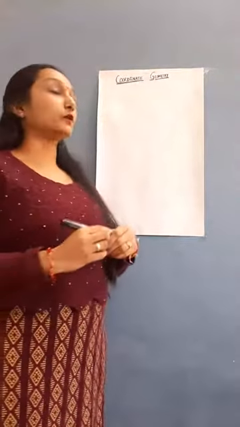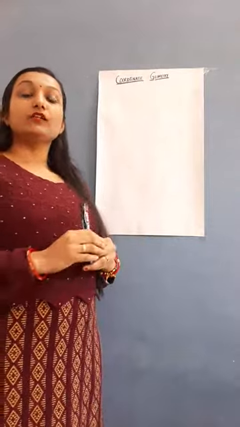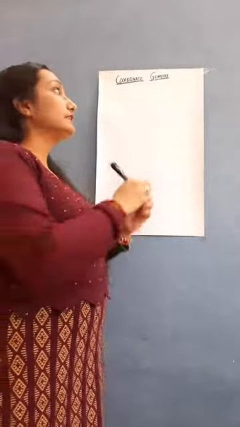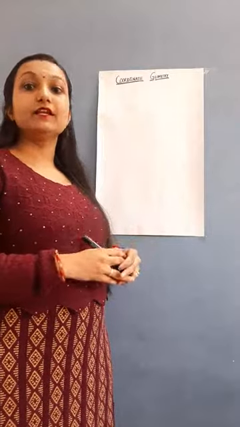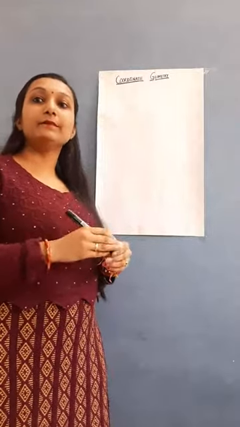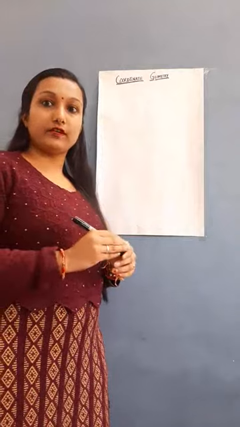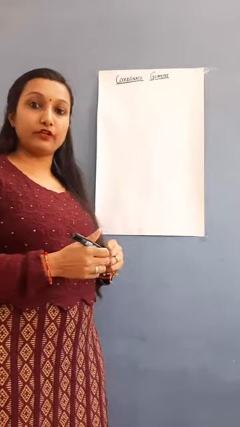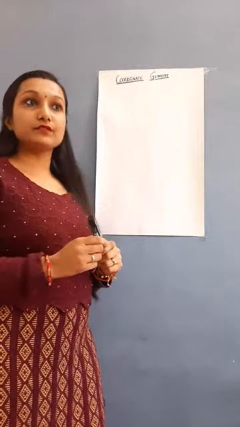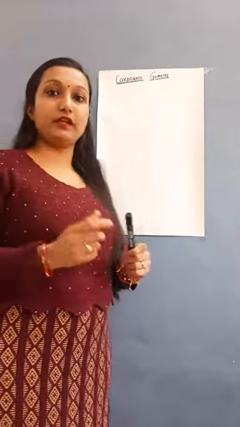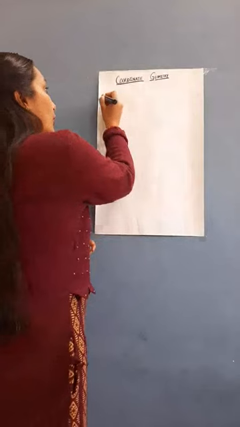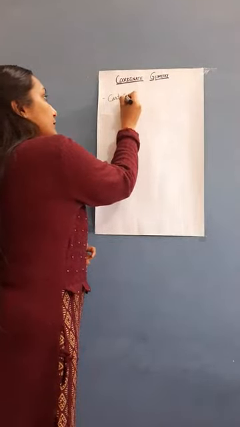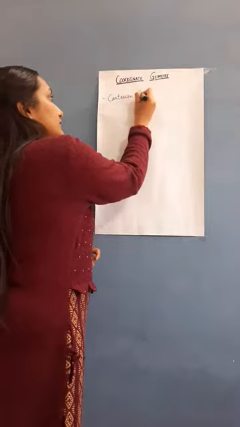Hello everyone. So this is coordinate geometry. What is the need of coordinate geometry? Coordinate geometry is a part of mathematics which helps us to describe the position of a point. You will understand how we will describe the position of a point. To describe the position of a point in a plane, we have a system called the Cartesian system.